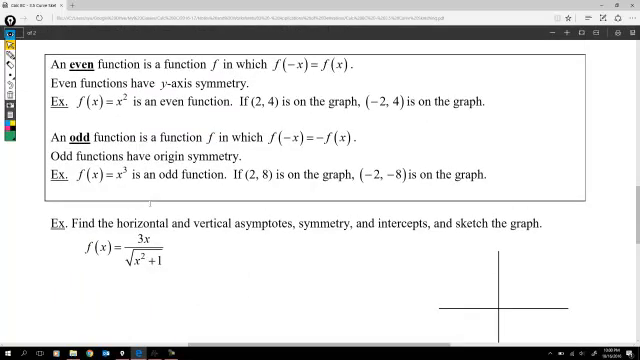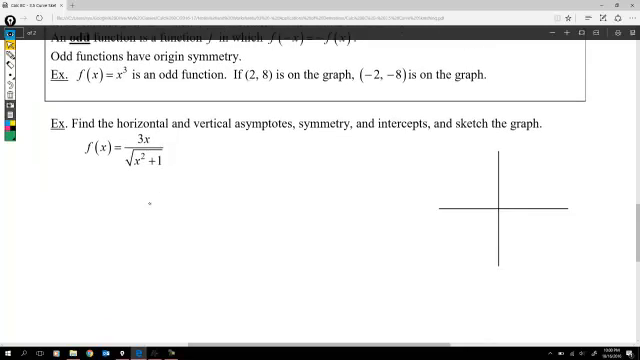So here's a review on even and odd functions. Essentially, to figure out symmetry, you just plug in negative x for x. If you get the exact same thing back, it's even. If you get the exact opposite back, it's odd. Odd symmetry is about the origin, even symmetry is about the y-axis. I can explain more about that in class.